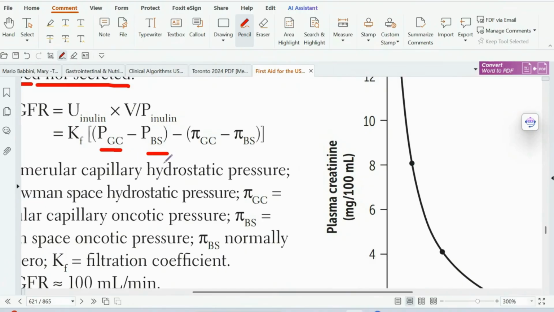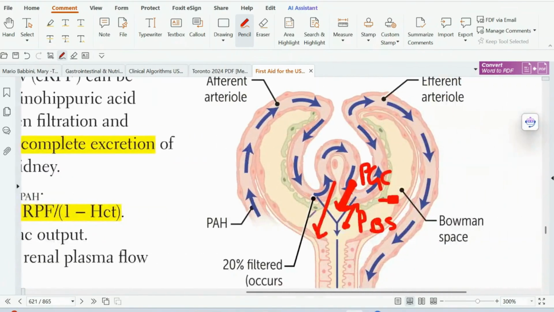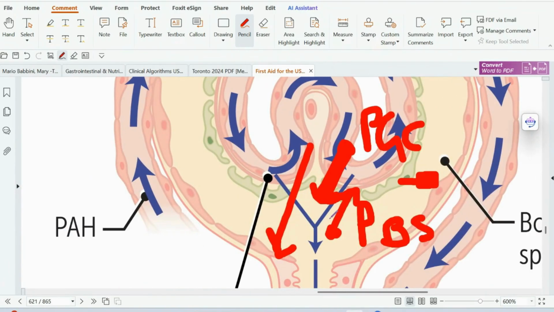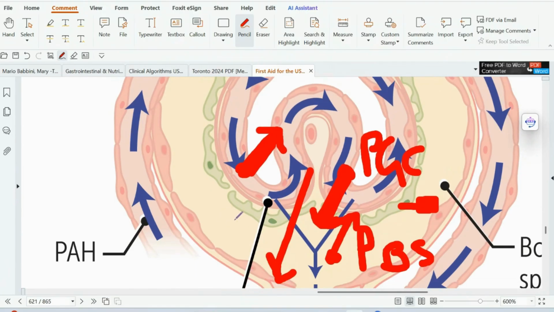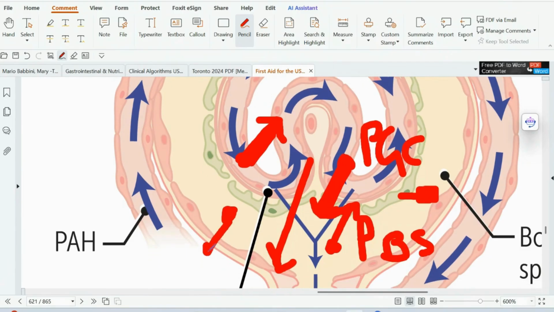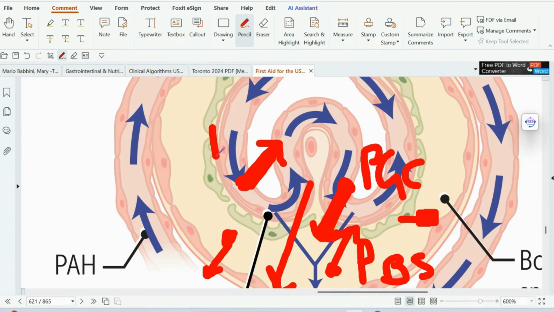Make sense? Now you look at the oncotic pressure. You see, oncotic pressure here is pulling water into the capillaries, and it's very, very high, so I'm thickening it. And the oncotic pressure here is pulling away from this thing. So oncotic, they say, like pi GC and pi BS.